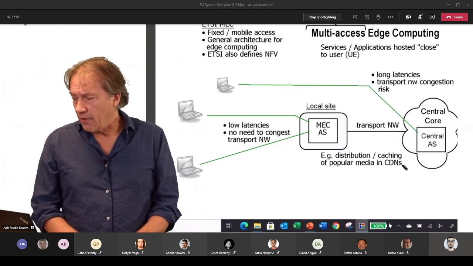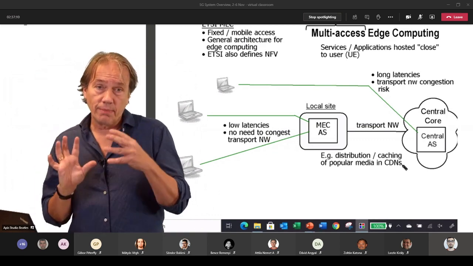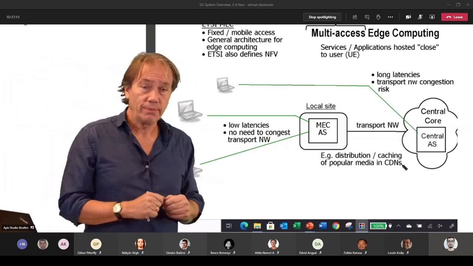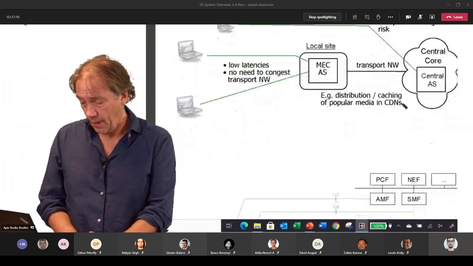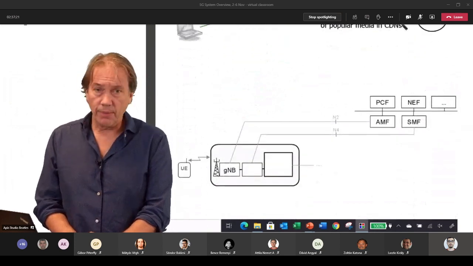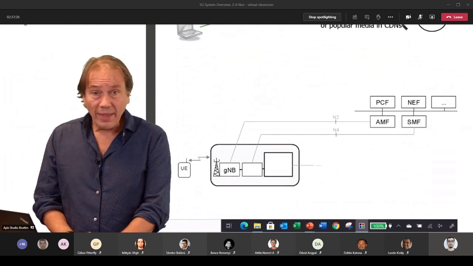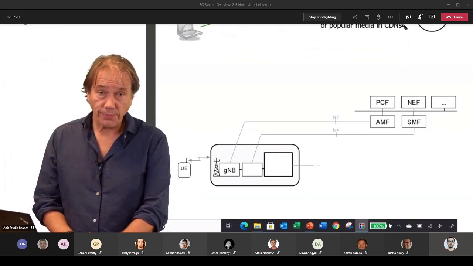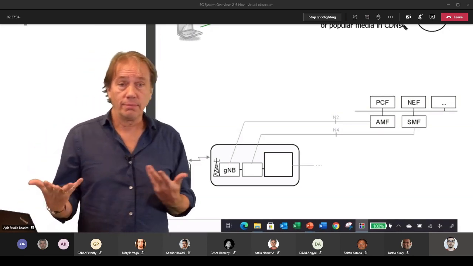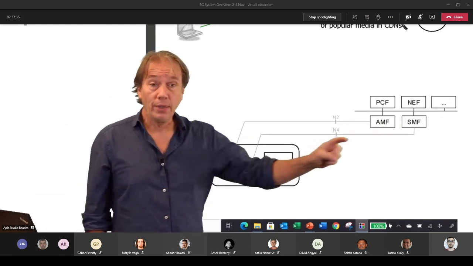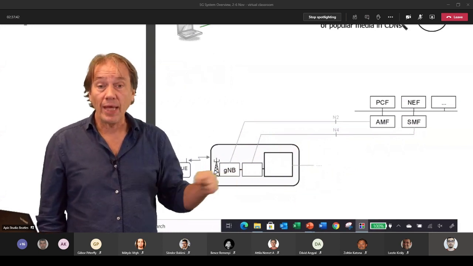All right. If we put this edge computing thing into the 5G world, it would look something like this. So when a session is set up, the session management function that manages the session will select a user plane function on the edge of the network.